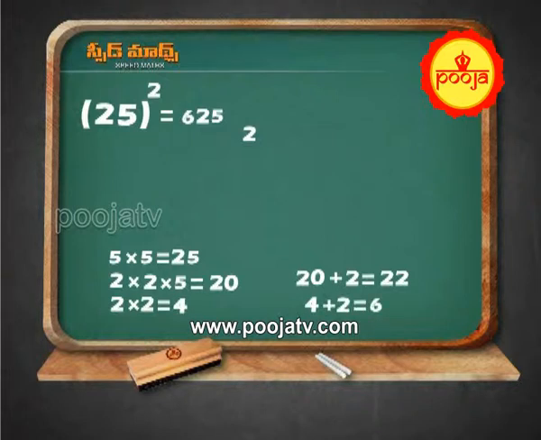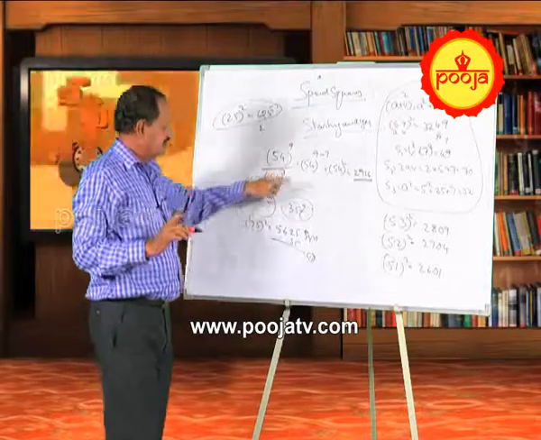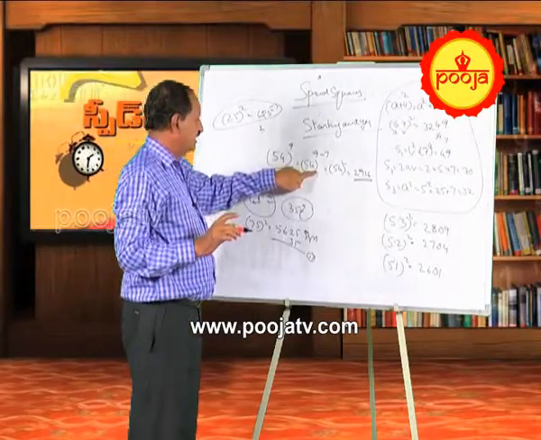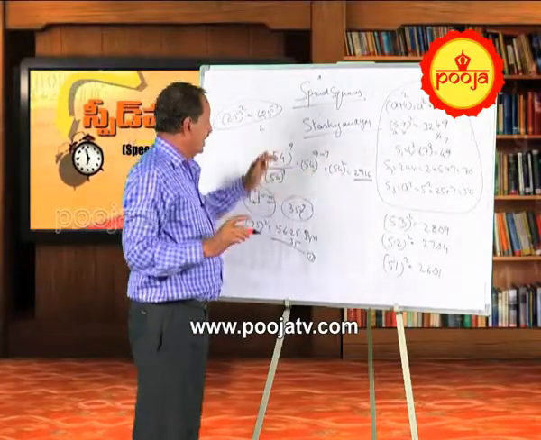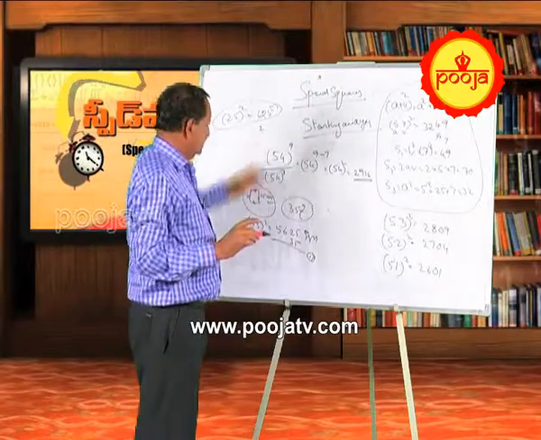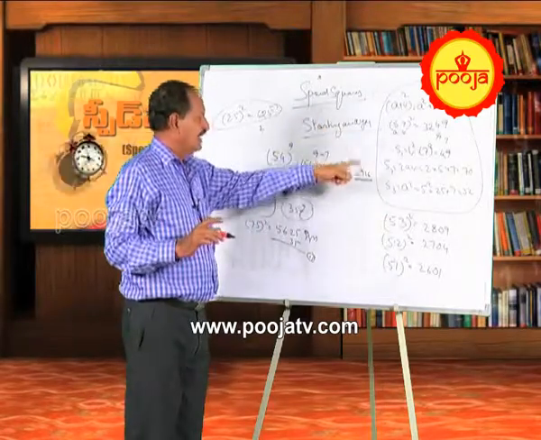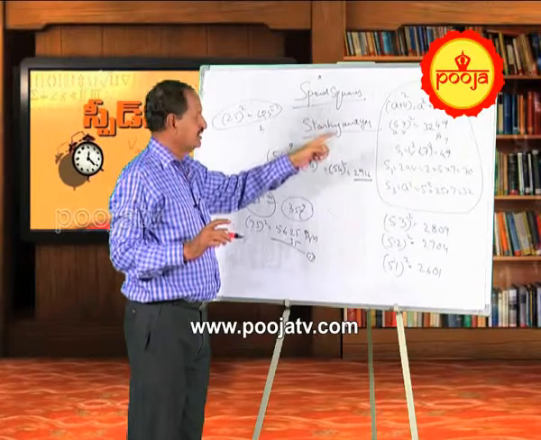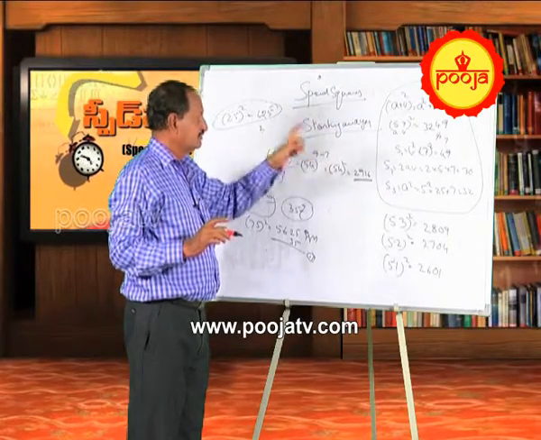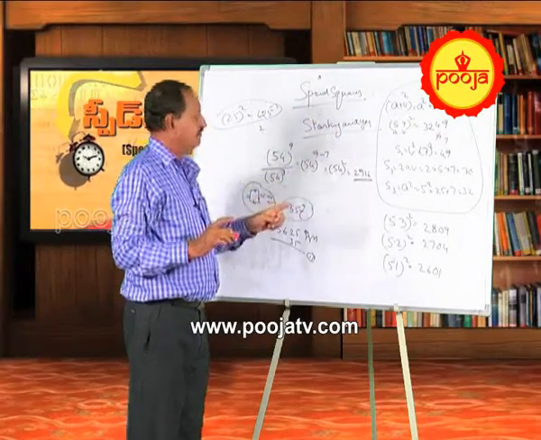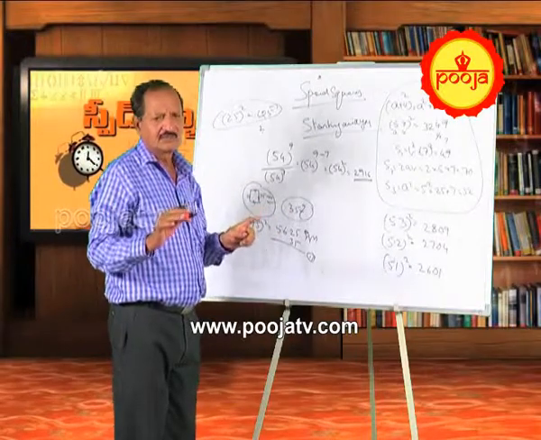When it ends with 5, go to the next digit and multiply, and 5 square. When it starts with 5, square the 5 and add to the right side number and do like this. And if these numbers are not there, go to that final thing of (a plus b) whole square is a square plus 2ab plus b square, that can be applied to all 2 digit numbers.